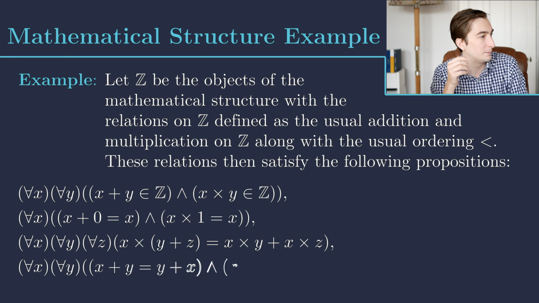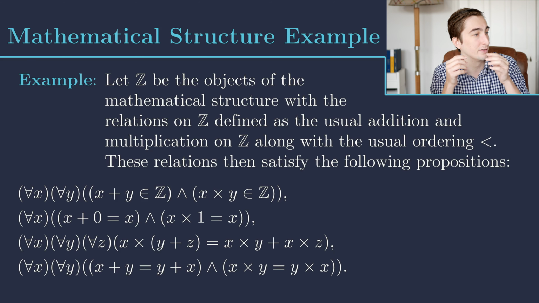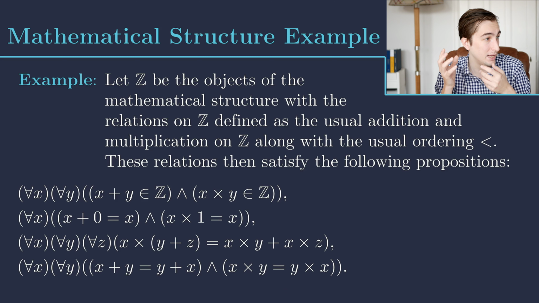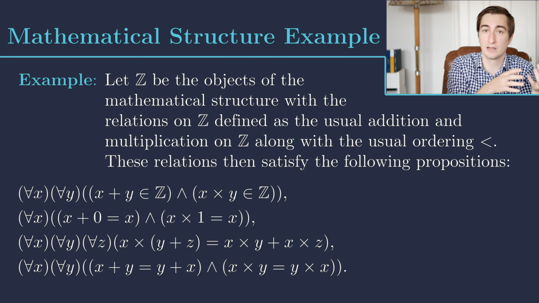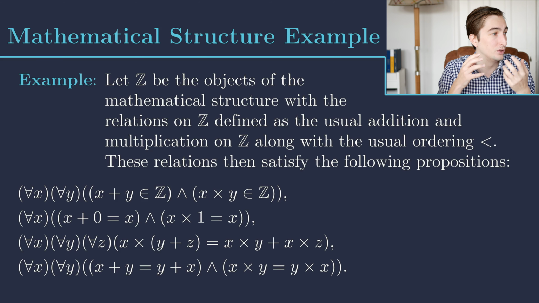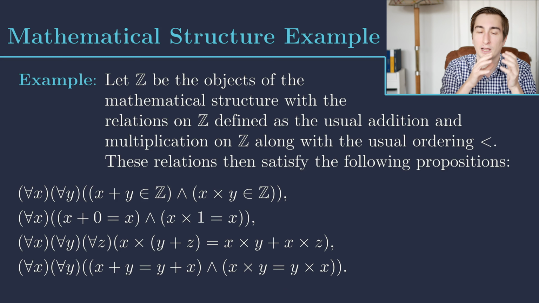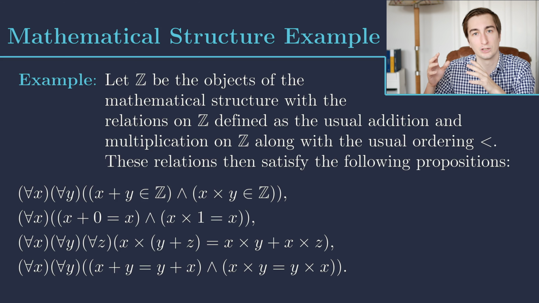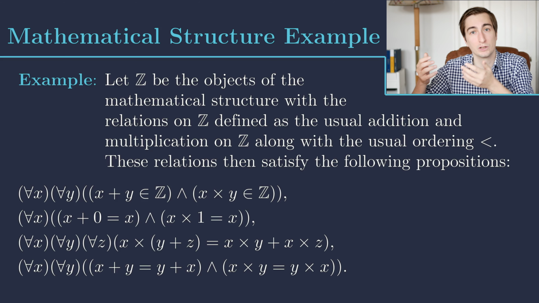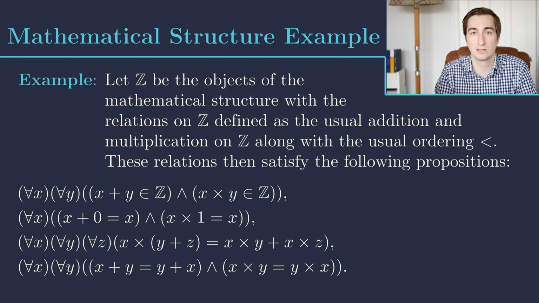And the final one I'm going to look at is simply that for every x and every y, x plus y is equal to y plus x, and x times y is equal to y times x. So in other words, it's just saying that under this definition, addition and multiplication are what is known as commutative. That is, the order in which I do those operations doesn't matter. So what was our setup here? Just to reiterate, we had our objects, which were the elements of Z. We've had these relations we defined on them: addition, multiplication, and the ordering. And from those definitions, these various statements were necessarily true.